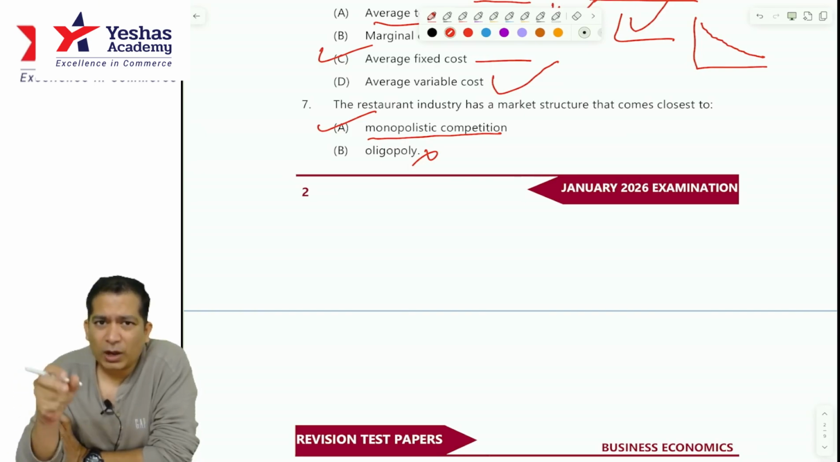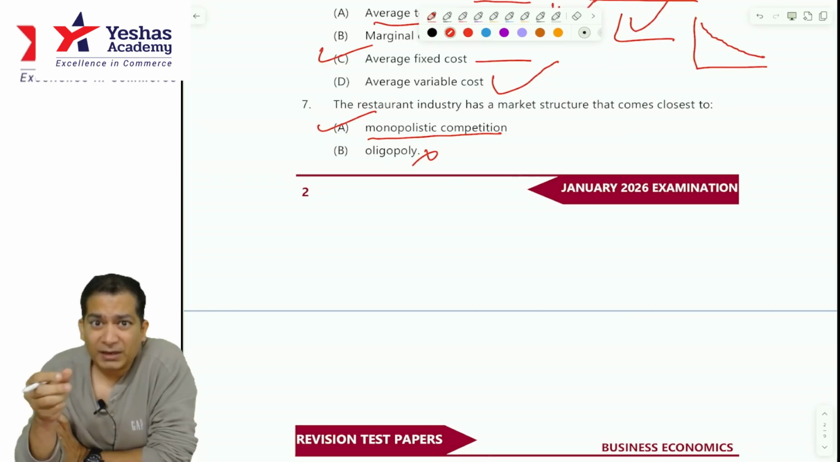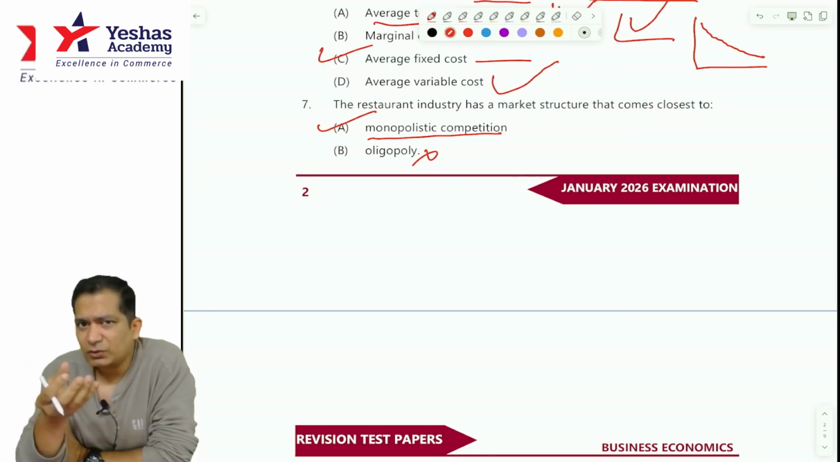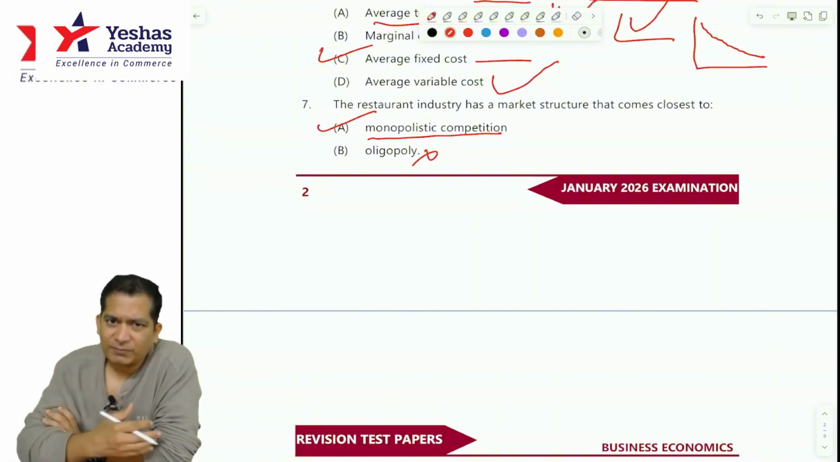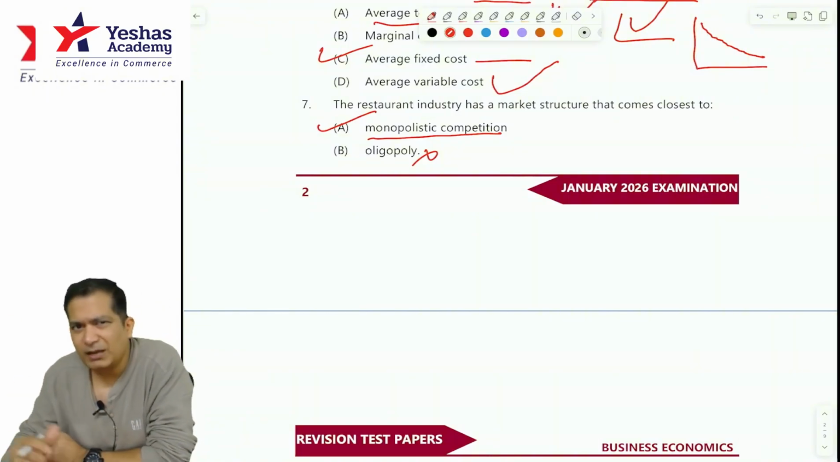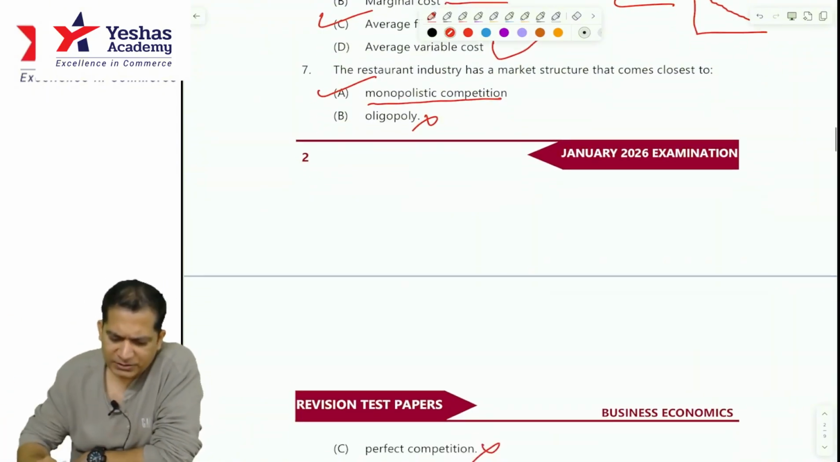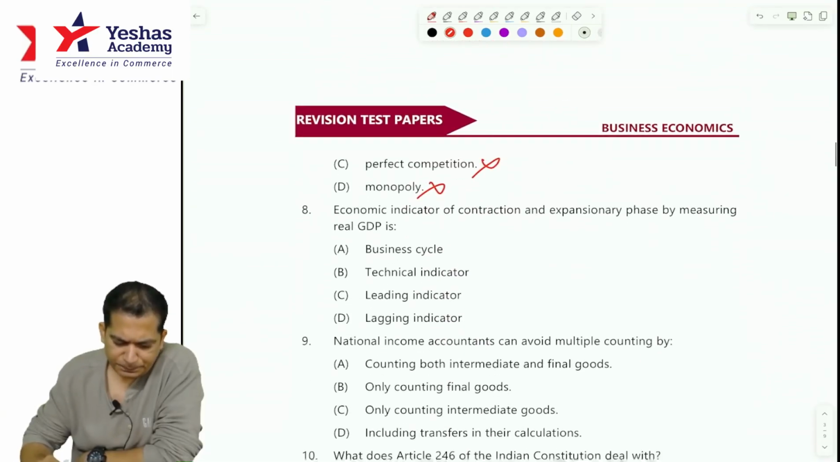Now similar and non-identical is also found in oligopoly. But in case of oligopoly, there are few firms. But we know that restaurant is not an industry which is an oligopoly because we have a large number of restaurants available in any part of the country you go. So monopolistically competitive is the answer.